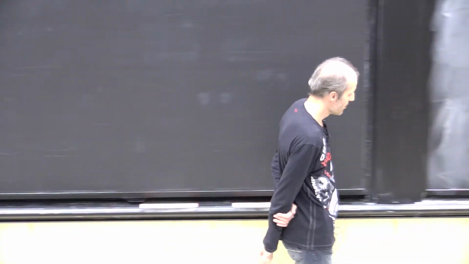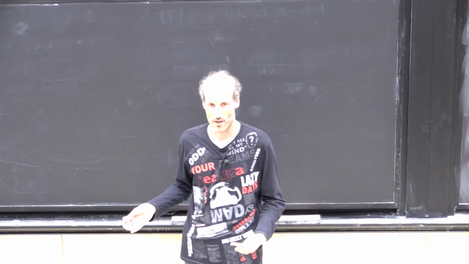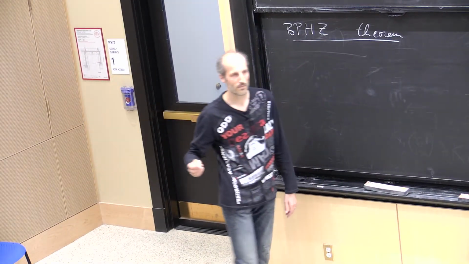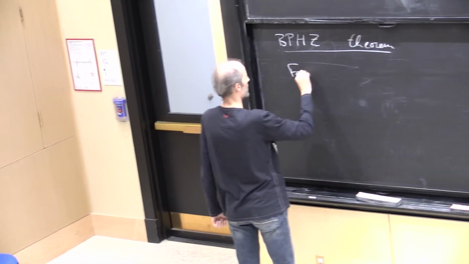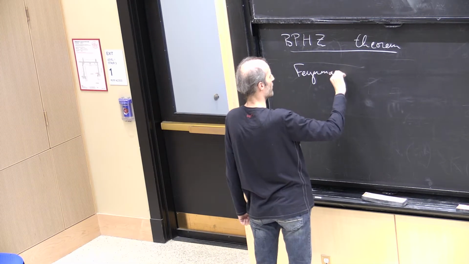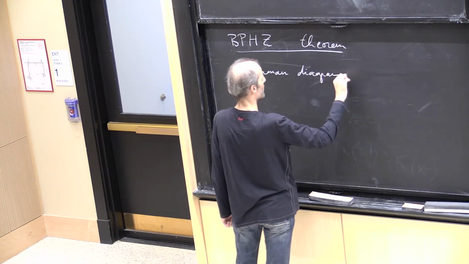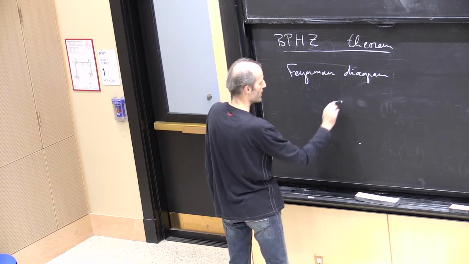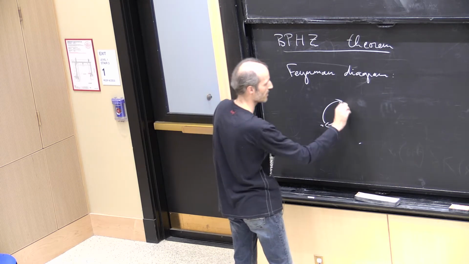In order to formulate it, let me try to explain what kind of multiple integrals we're going to consider. For this, we first need to introduce the notion of a Feynman diagram. So for me, a Feynman diagram is going to be the following data. It's a directed graph. Okay, so you take a directed graph. It's allowed to have multiple edges, so it's allowed to look like this, for example.